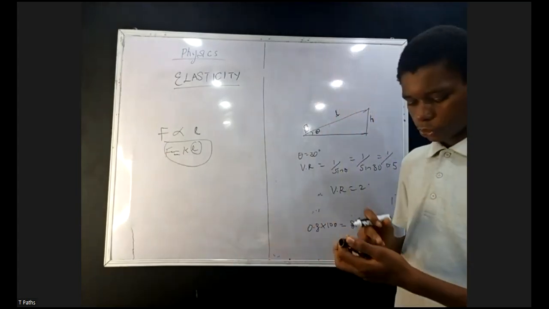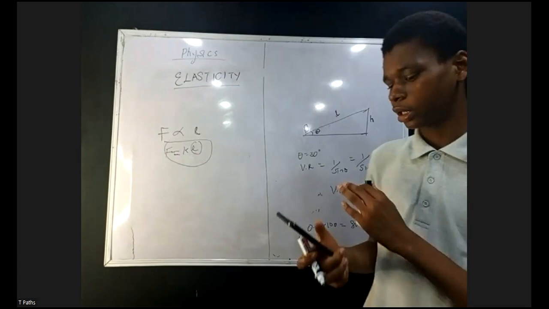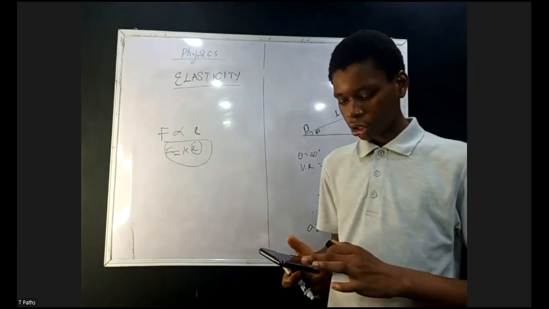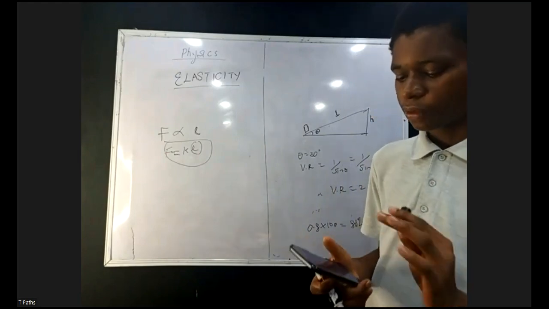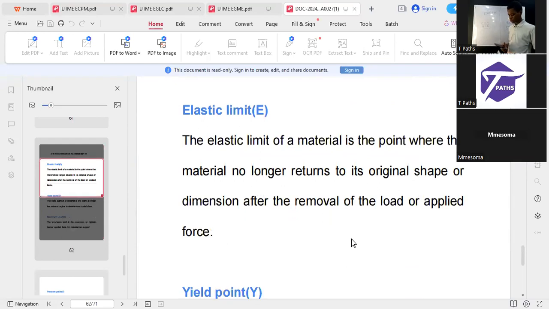All right. Before we move to working examples, let me quickly take you through the elastic limit, yield point, maximum load, and then fracture point. The elastic limit of a material is the point where the material no longer returns to its original shape or dimension after the removal of the load or applied force. Okay, so that's the elastic limit of a material. Let me show you guys something.